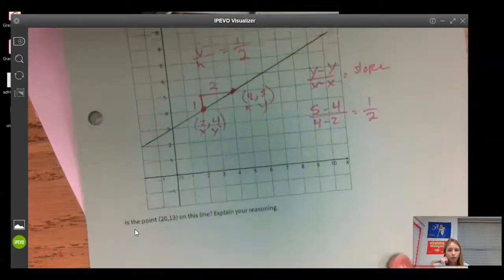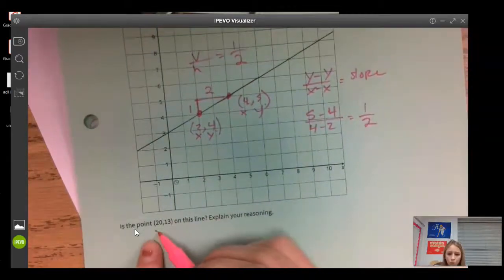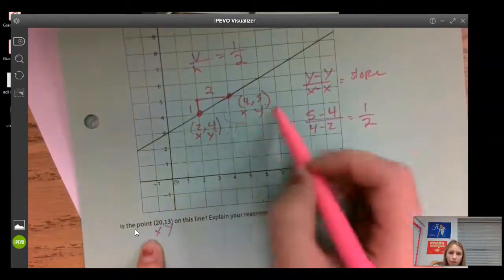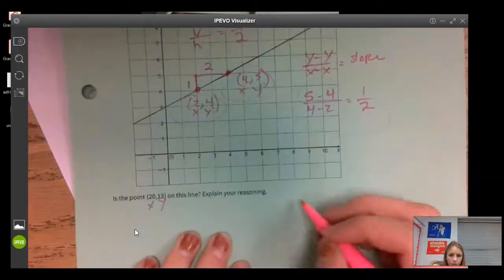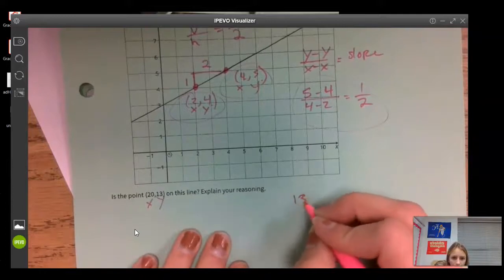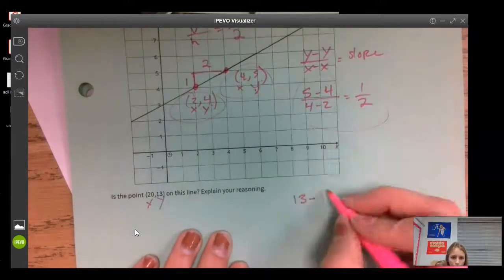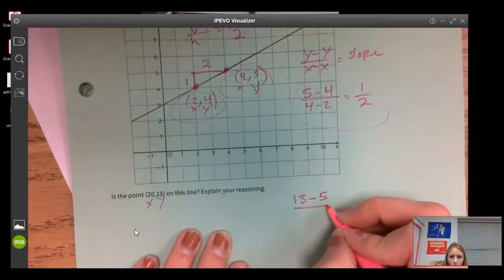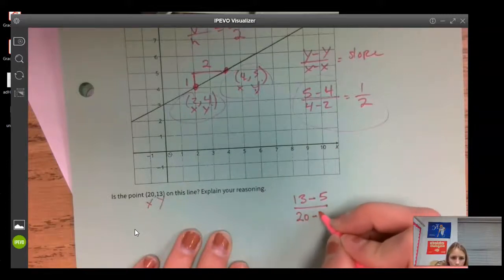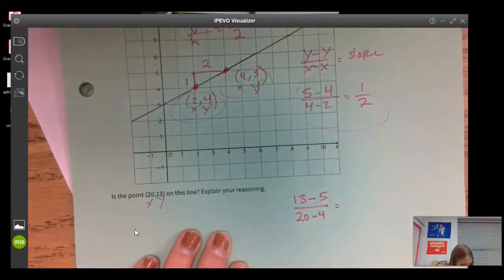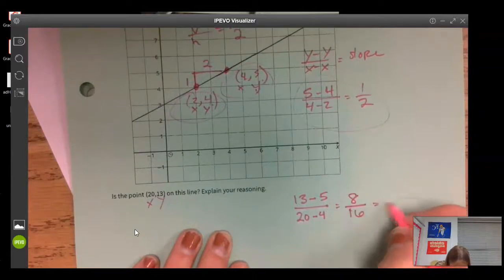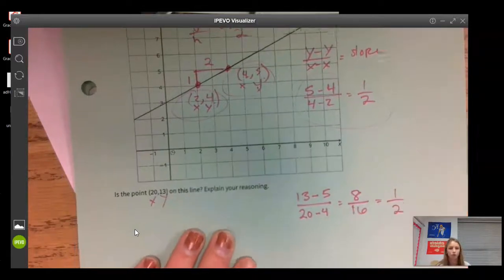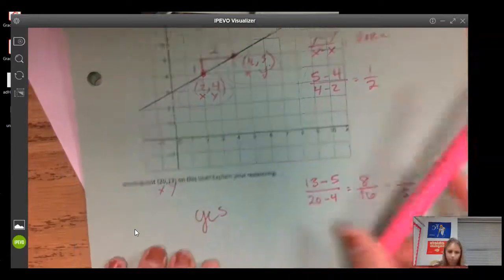Alright, so now what I can do is plug this point in and use one of these points to then plug into this formula. So let's have 13 minus 5 over 20 minus 4. So if I do that, I get 8 on top, and then I get 16 on the bottom, which reduces to 1/2. So yes.